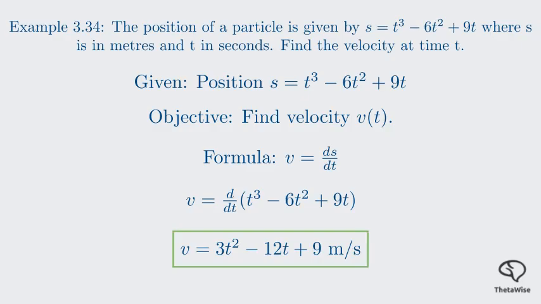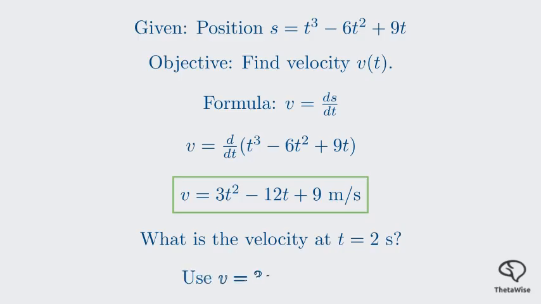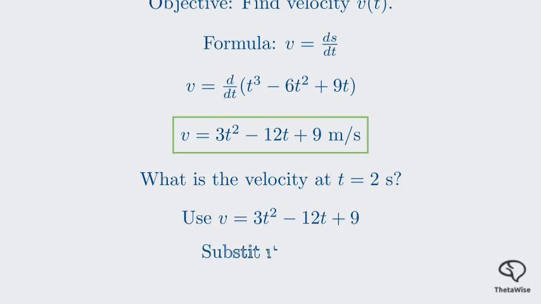Excellent. We have successfully found the general formula for the particle's velocity. Let's move on to the next part of this question. Next, we're asked to find the velocity specifically at time t equals 2 seconds. This is a direct application of the velocity function we just found. We'll use our velocity formula, v equals 3t squared minus 12t plus 9. Now, we substitute t equals 2 seconds into the formula.